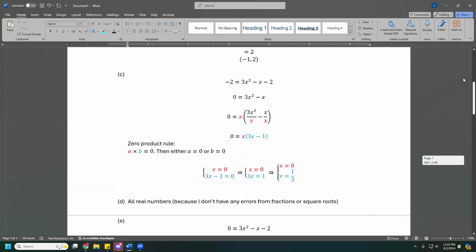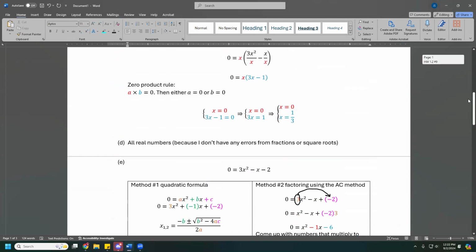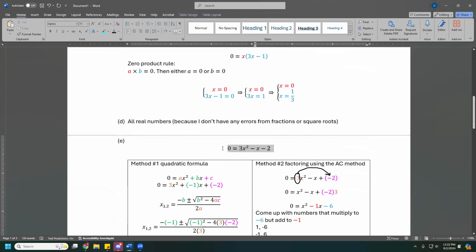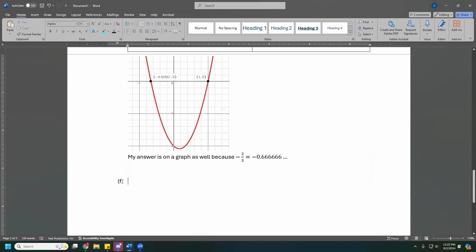Okay, so that was a long part. But finally, it says list the y-intercept if there is one. The y-intercept is thankfully much easier. The y-intercept is found by making x equal to 0. So before we made y equal to 0, and that was a huge pain. But now all I need to do is take my 0 and plug it in for x.